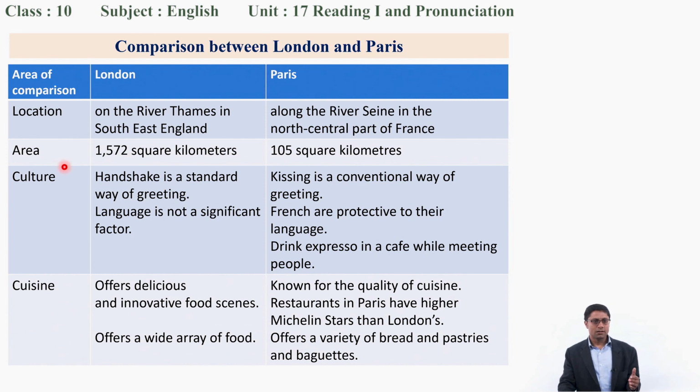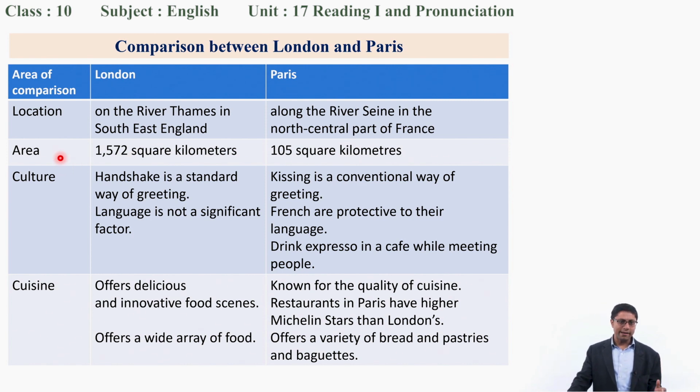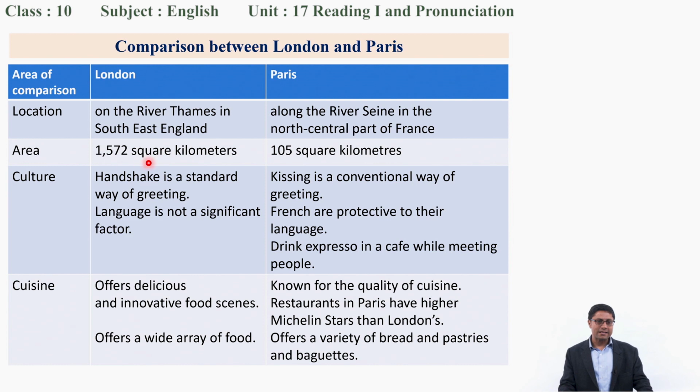Similarly, the next area of comparison is area. London has 1,572 square kilometers, and Paris has a total area of 105 square kilometers. So in this way, as we have already discussed, London is almost 15 times bigger than Paris.